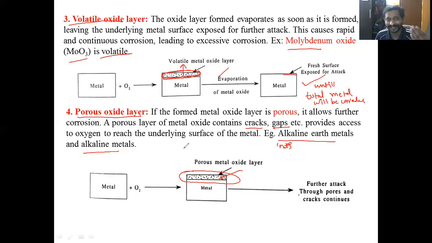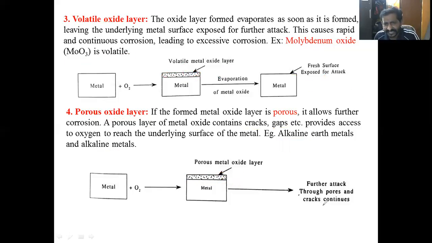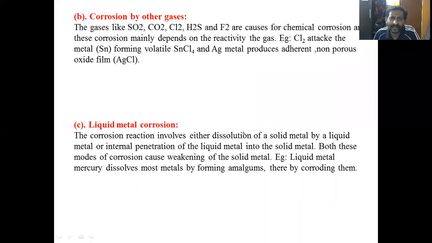So we discussed the different types of oxide layers that occur on the metal surface, and whether corrosion is prevented or further corrosion takes place. Next one is chemical corrosion, the corrosion by other gases. Another topic in chemical corrosion is corrosion by other gases.